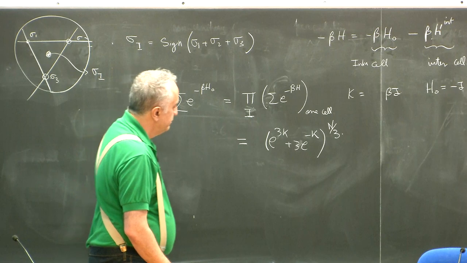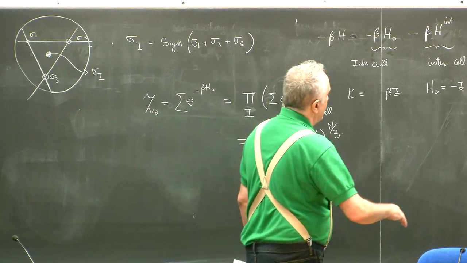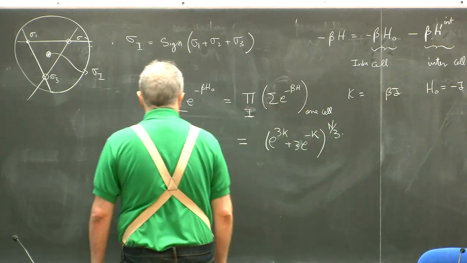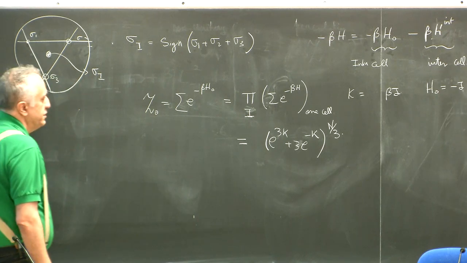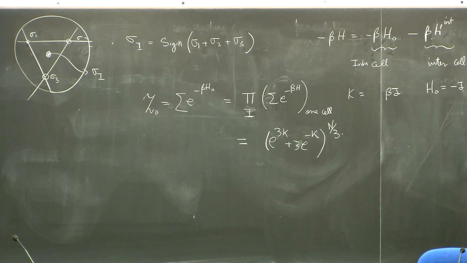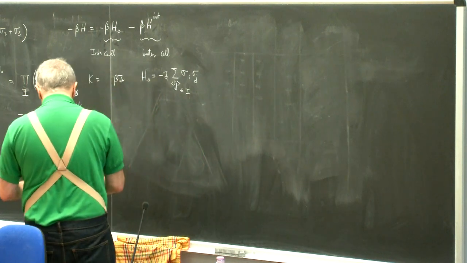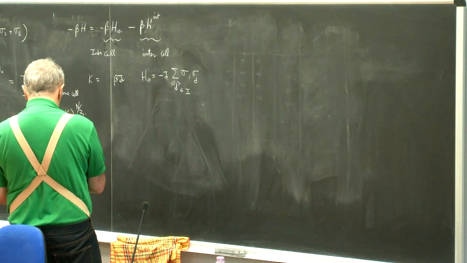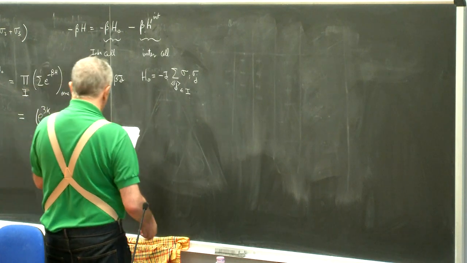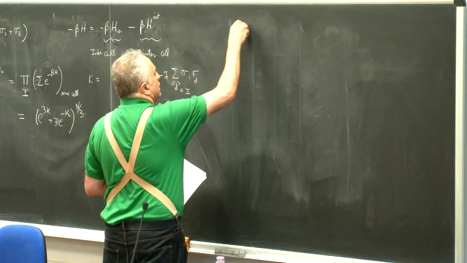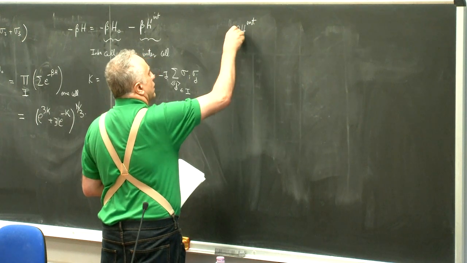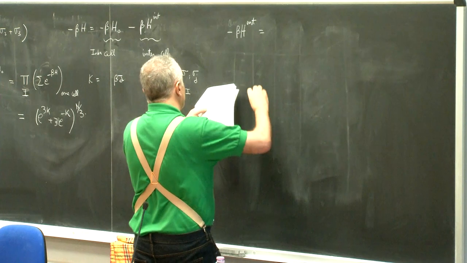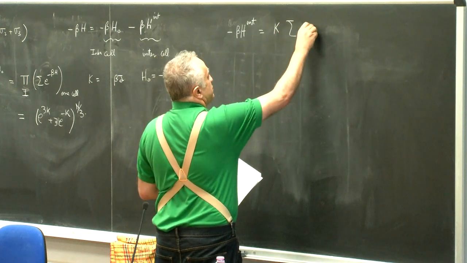Now, what is left is what happens to the H interaction. H interaction will have terms which are a multiplication of two different cells. So this guy, H interaction, is equal to K times spins from different cells.